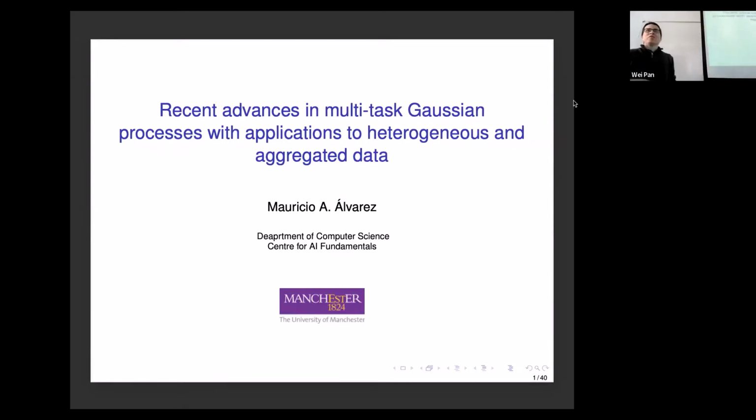Okay, so thanks everybody for coming. I'm going to talk about multitask Gaussian processes. Sorry, I have to say, based on the Department of Computer Science and the newly created Center for AI Fundamentals. So as I was saying before, I want to talk about multitask Gaussian processes, and then how we actually use multitask Gaussian processes for heterogeneous datasets and aggregated datasets. I'm going to come to that in a few minutes.